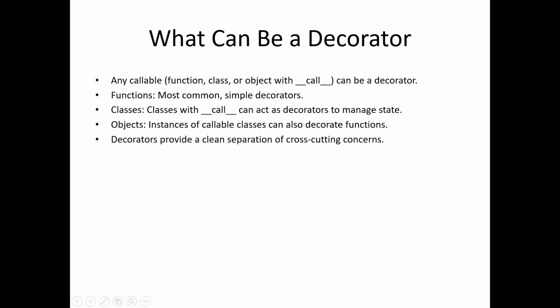What can be a decorator? In Python, any callable can be a decorator. A function, which is the most common that we are using, a class with a call method that we have already seen, or an object instance that implements the call method. This flexibility allows decorators to hold state when needed, not just wrap the behavior.